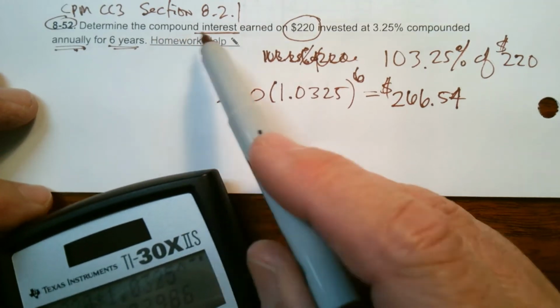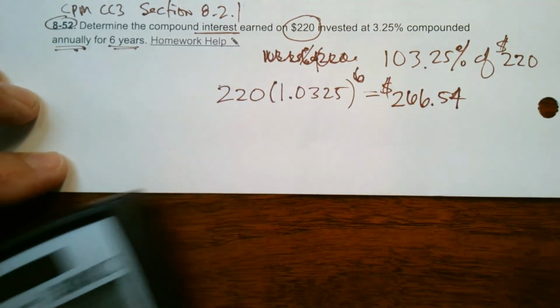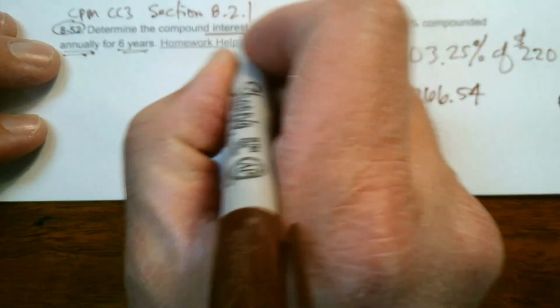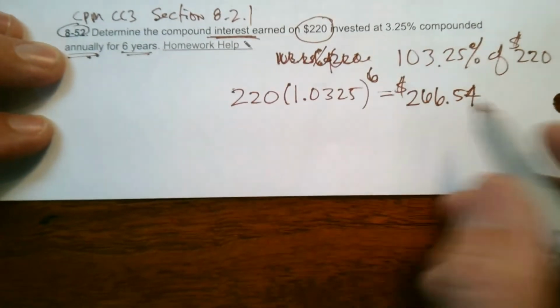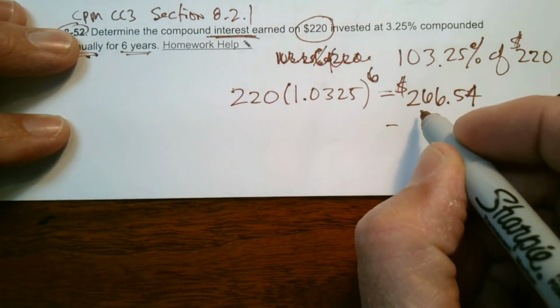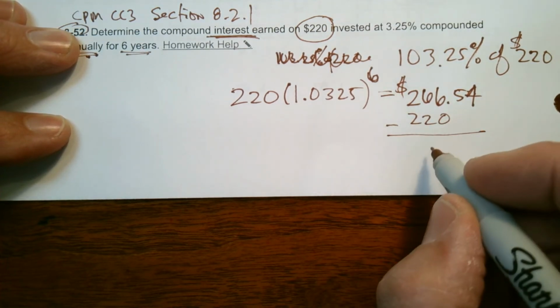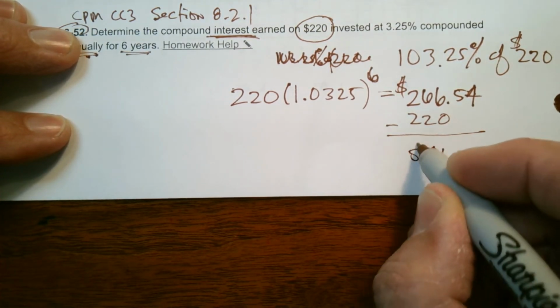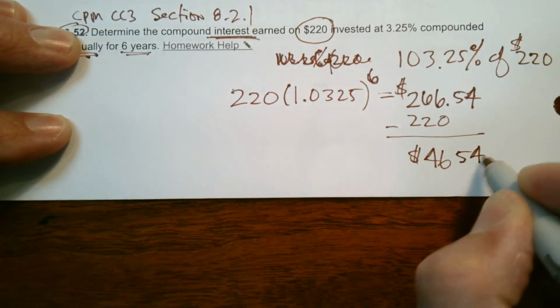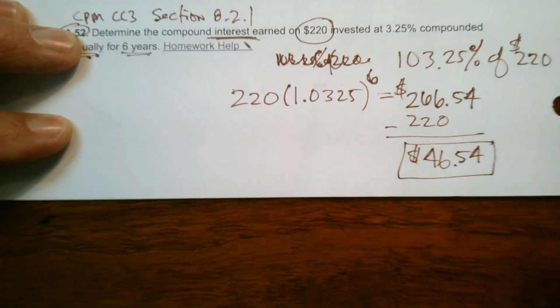But I want to know what the interest is. The question says determine the actual interest, not the amount we have. So one more step: I have to subtract the original amount, 220, from this. And so we're going to end up with $46.54. That's my interest earned.